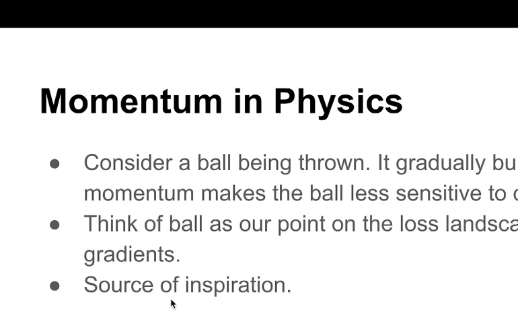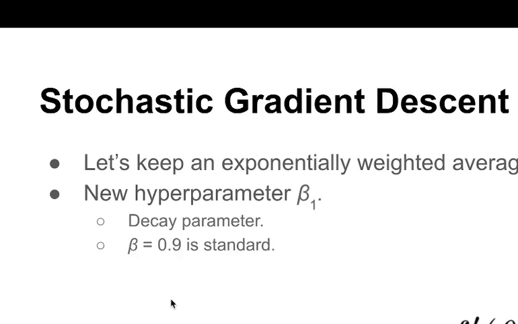So we could think of our ball as our point on the loss landscape, right? So imagine this as our ball. We want to be able to break through and go all the way down here, right? And then we just think of these gradients as the direct forces, because if you put the ball here, then there's going to be a force pushing it down to go here, but we want to oppose this force and then end up here, right? Is that clear? So we could use that as a source of inspiration.